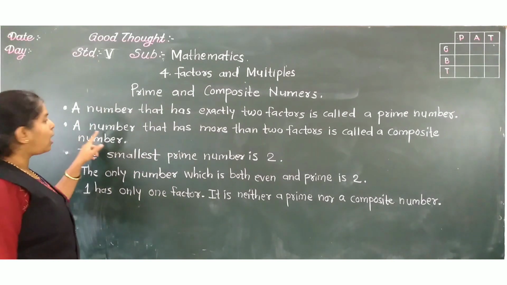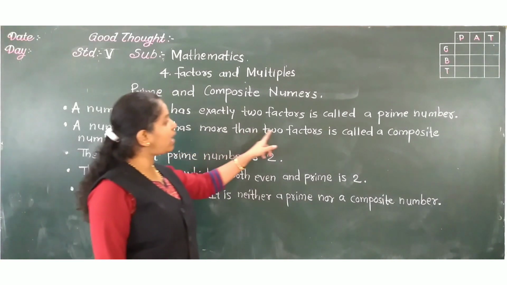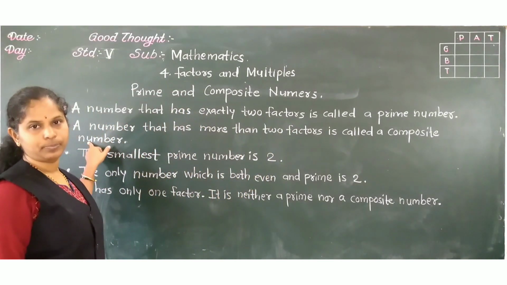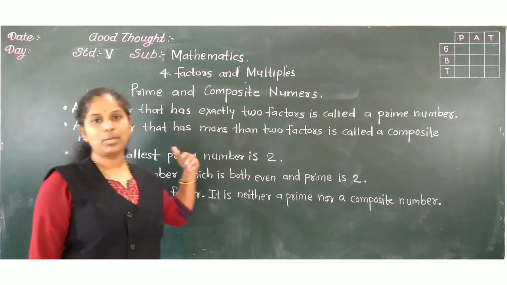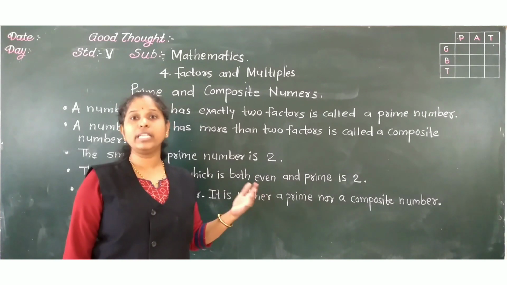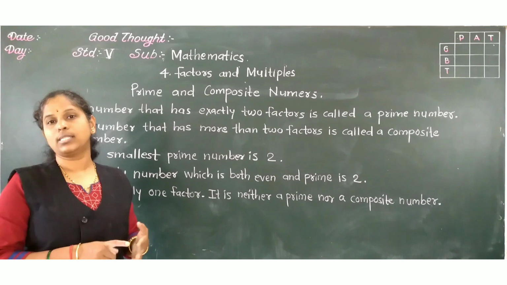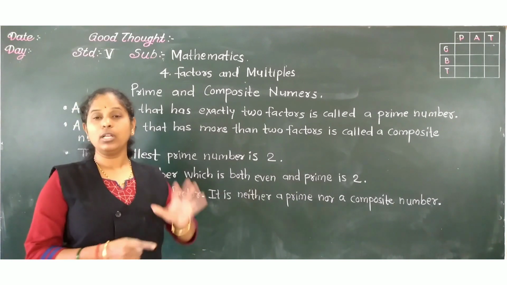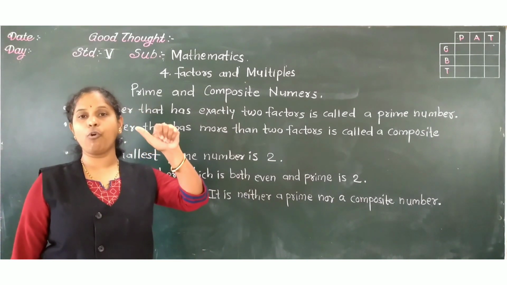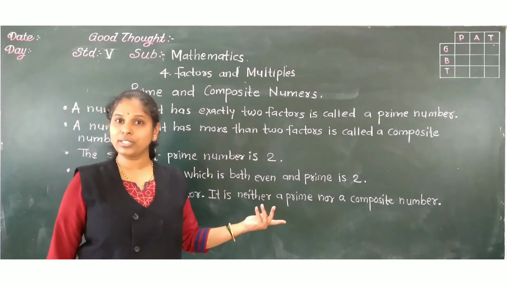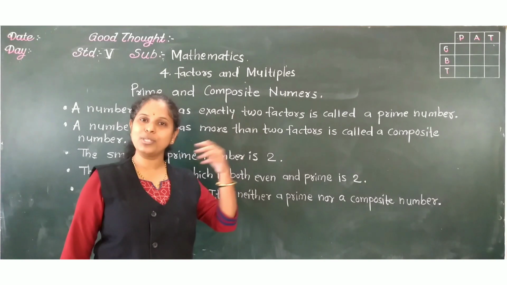Second, a number that has more than 2 factors is called a composite number. For example, 12. 12 is divisible by 2, 3, 4, 6, 12. Now see, 1, 2, 3, 4, 6, 12. Total 6 factors are there, more than 2 factors. So it's called a composite number.